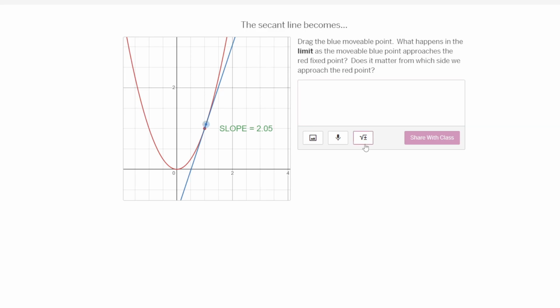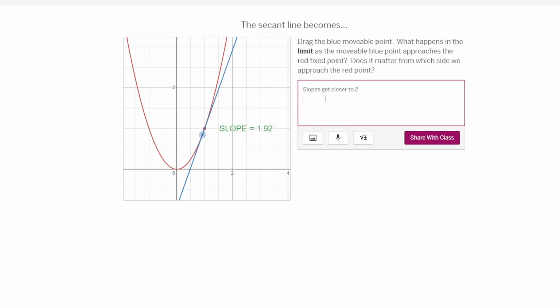Okay, does it matter from which side we approach the red point? Well, let's go from the left side. Notice here, we're approaching 2 from a different side, but we are still getting closer and closer to 2. Okay, so what is happening in the limit? The slopes get closer to 2.